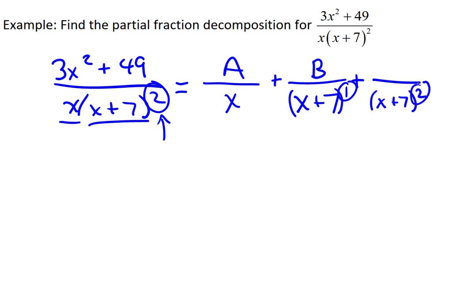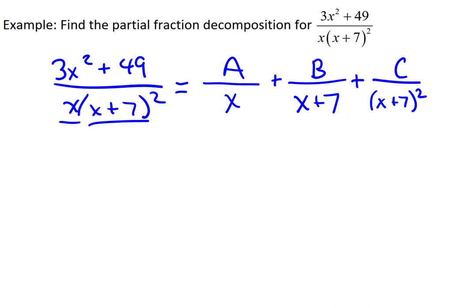Now, we only have 2, so we'll stop at 2, but of course, if we had a higher power of that repeated factor, we would keep going, maybe a third or fourth, keep incrementing all the way up until we hit that highest power. Now, of course, these are linear factors, so the numerators are all going to be constant. I'll use the letter C for that last numerator.